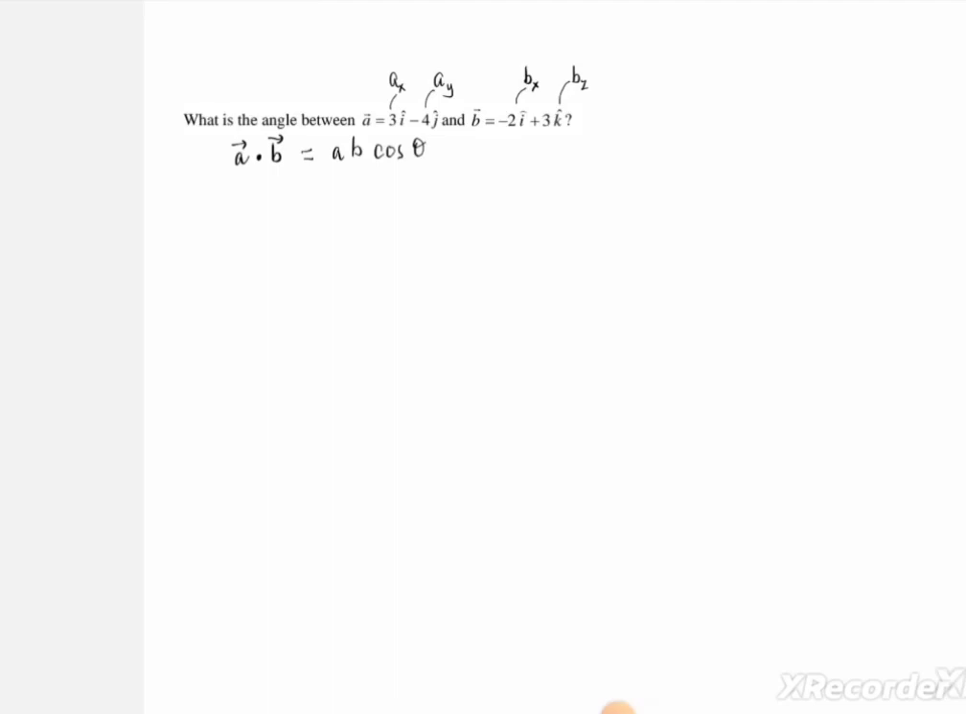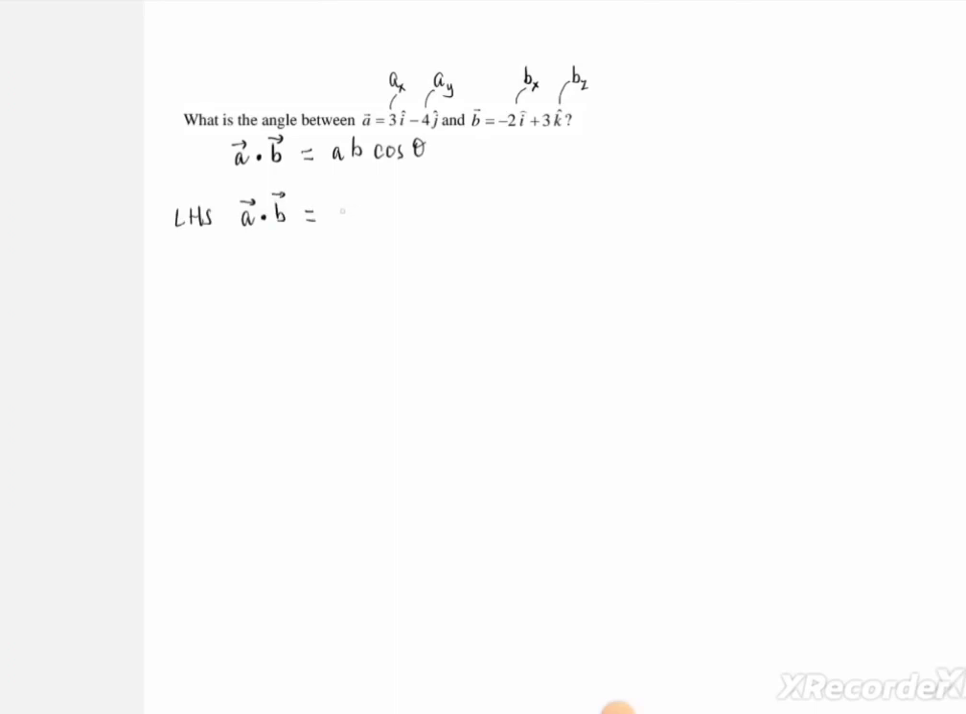So by definition of the dot product, we know that A dot B is AB cosine theta. So this is the theta that we need to find. Let's look at the left hand side and the right hand side separately. So here we have our left hand side, which is A dot B.